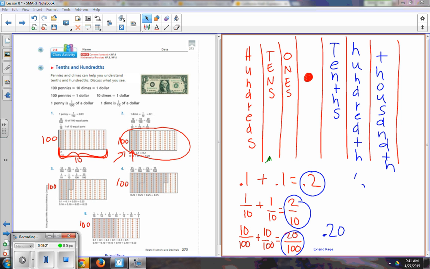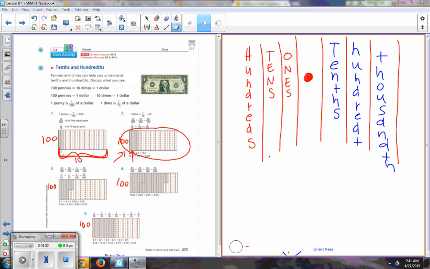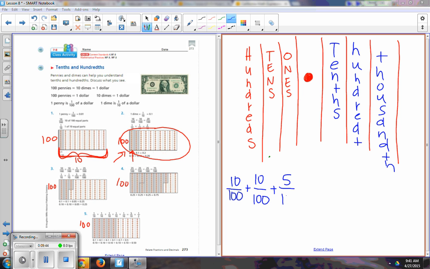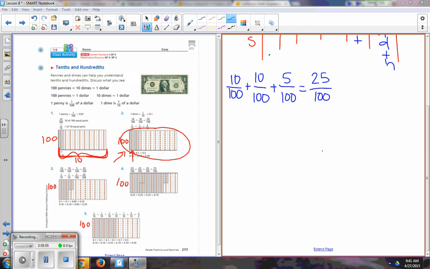It's 10, 20, 1, 2, 3, 4, 5. So you have 10 hundredths, yes. You have 10 pennies. You have 10 more pennies. Plus you have 5 pennies. So you have how many pennies? Hello? Yeah, talking to you guys, yeah. 25 hundredths.